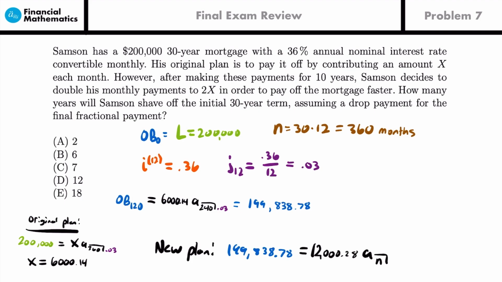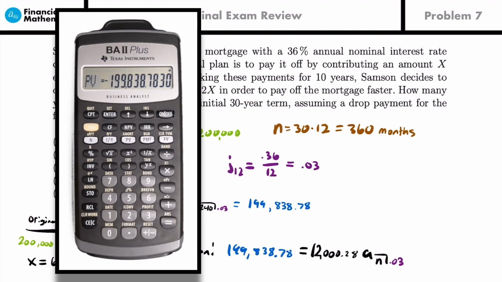All right, but then don't forget that the interest rate is 0.03. We're still using the same monthly interest rate. Okay, so we can actually solve for N pretty quickly here. We can just use our calculator. We have all the values we need to do so. So let's go to the calculator here.